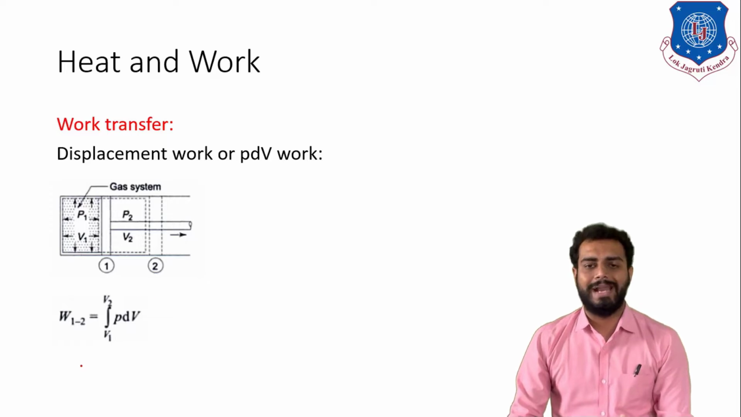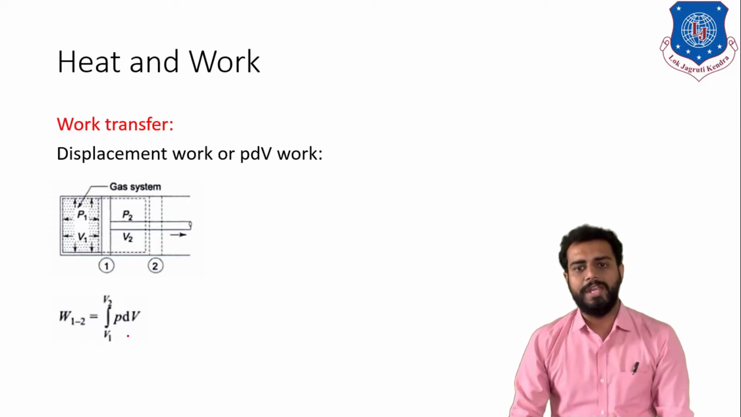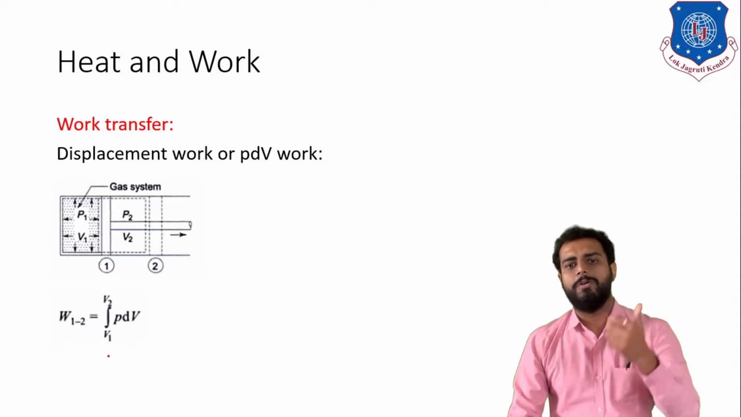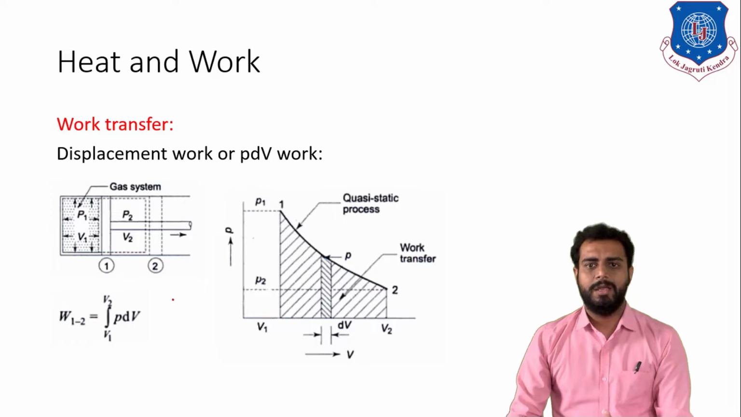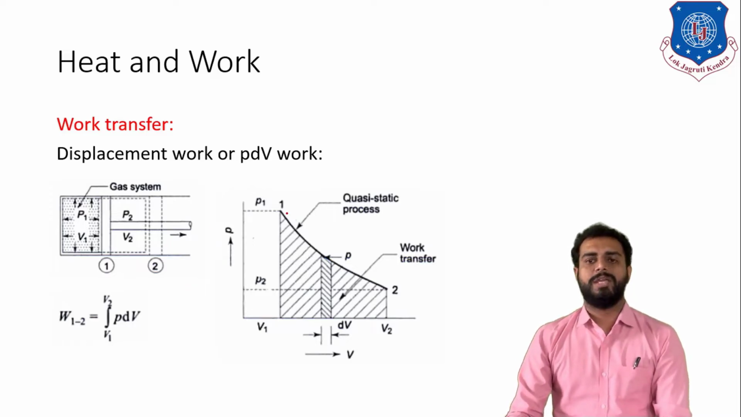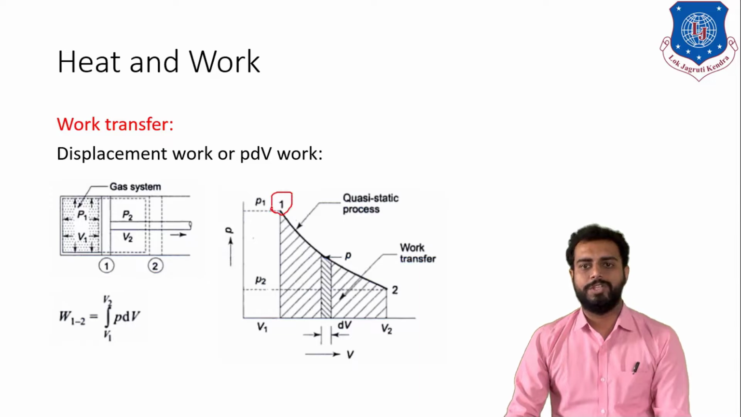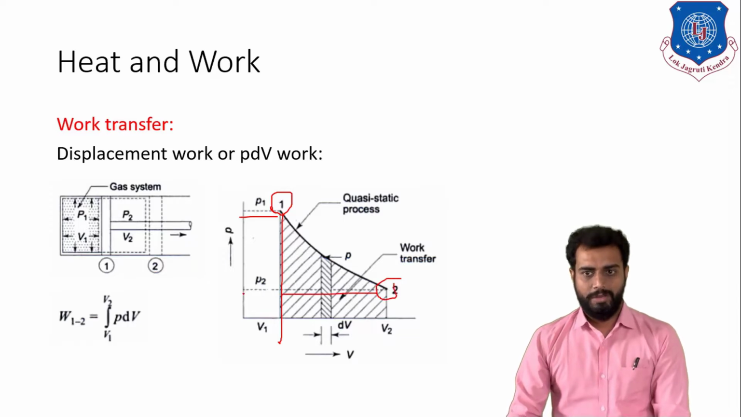Now we can write that the work done is nothing but the integration of PdV, from V1 to V2. And if I want to plot the graph, then for P versus V the graph will be like this. As you can see, at one particular position the pressure is different and the volume is different, and at position two the pressure and volume will again be different.